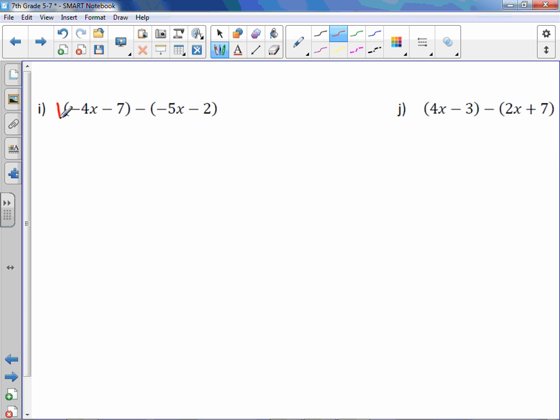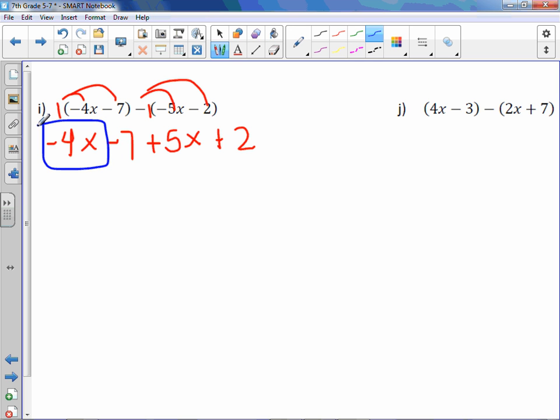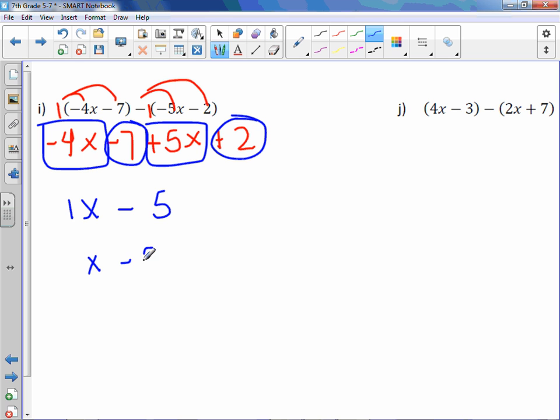I, distribute your ones. Negative 4x minus 7. Positive 5x. Positive 2. Like terms, negative 4x plus 5x is 1x. Negative 7 plus 2 is negative 5. And again, you could drop that 1, and it can just be x minus 5.